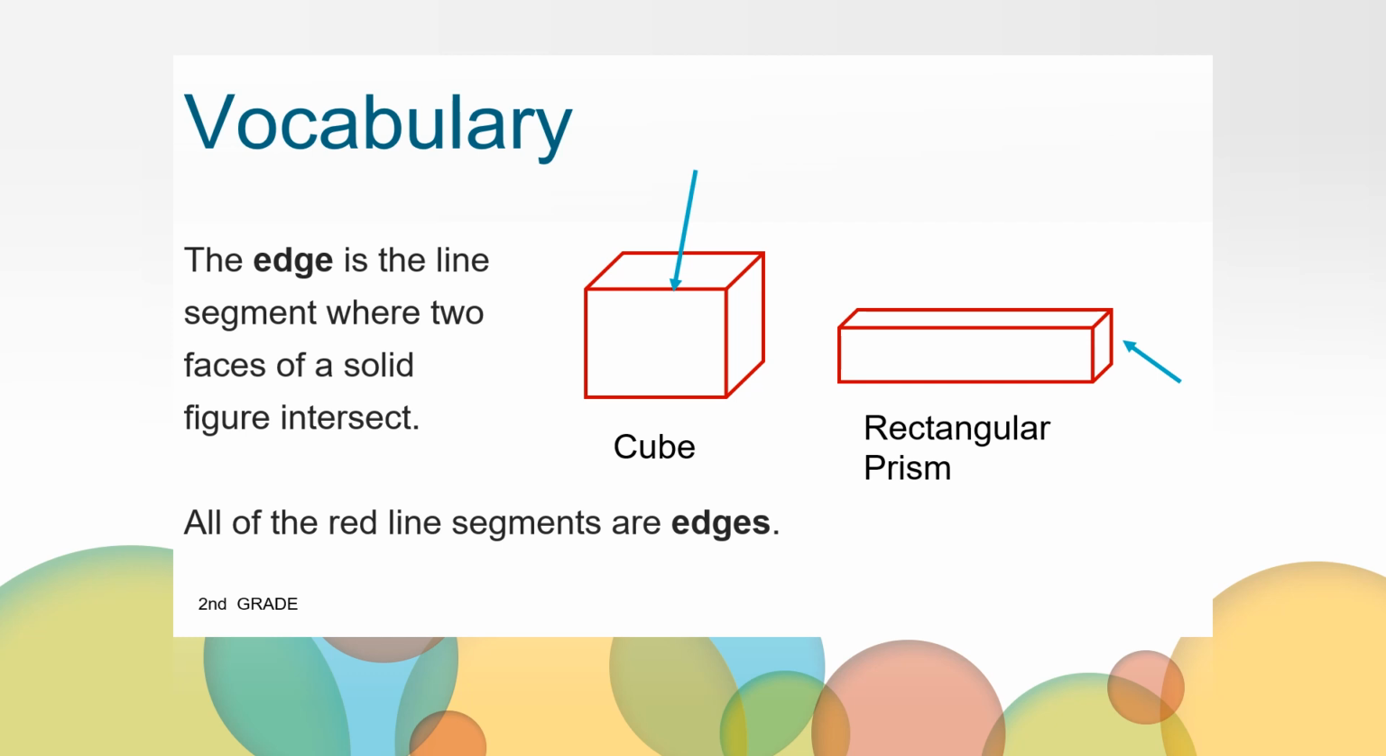The next important word we have to learn is edge. The edge is the line segment where 2 faces of a solid figure intersect. All of the red lines are edges. If you are able to find a box at your house, see if you can touch the edges along your box.